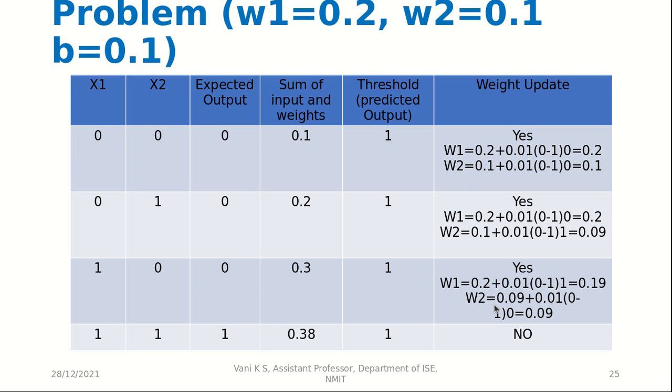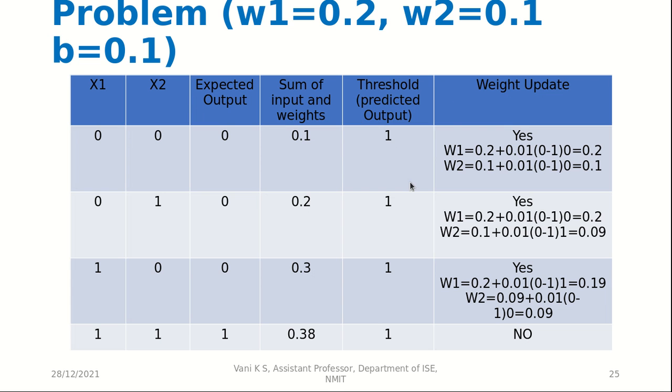Now this is the example which we are supposed to do. Here we have two inputs, x1 and x2, and we have our expected output here. Suppose we took any weights. Let's say we took w1 as 0.2, w2 as 0.1, and the bias as 0.1. So first we predict the output. How do we predict the output? We take b plus w1 x1 plus w2 x2, which will be 0 plus 0.1, which will be 0.1. The sum will be 0.1, which is greater than 0, so our predicted output will be 1.